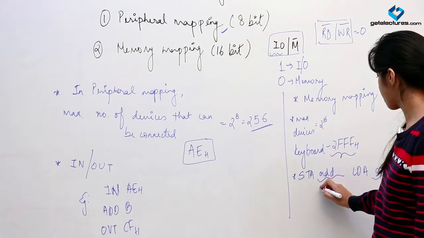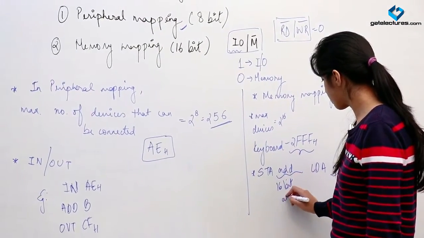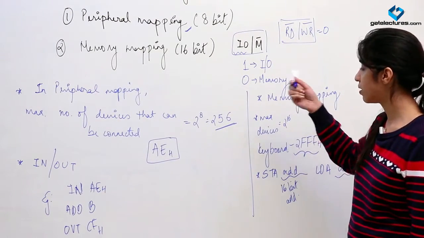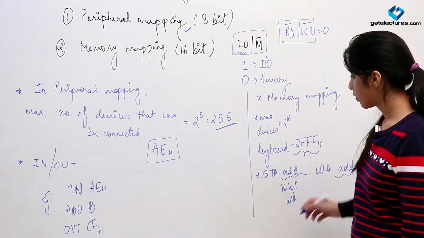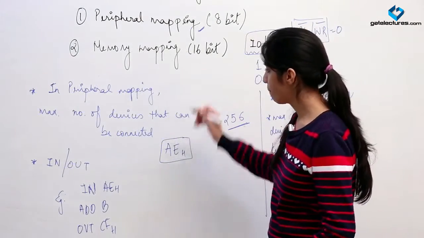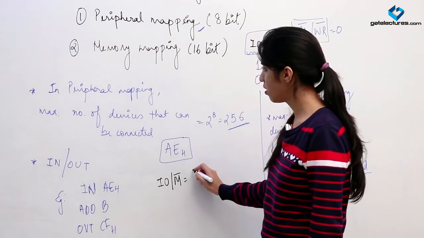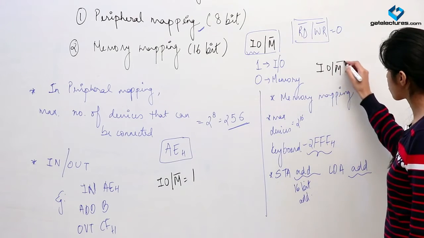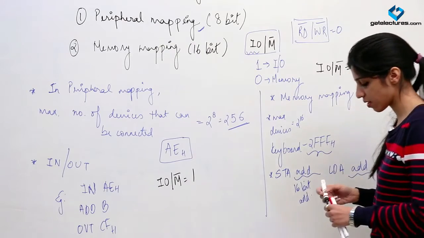Here we can have a 16-bit address. So with memory mapping, memory interfacing, you are going to use these instructions. Here the status of IO/M bar is going to be 1, and here IO/M bar is going to be 0, because we are treating devices like memory locations here.